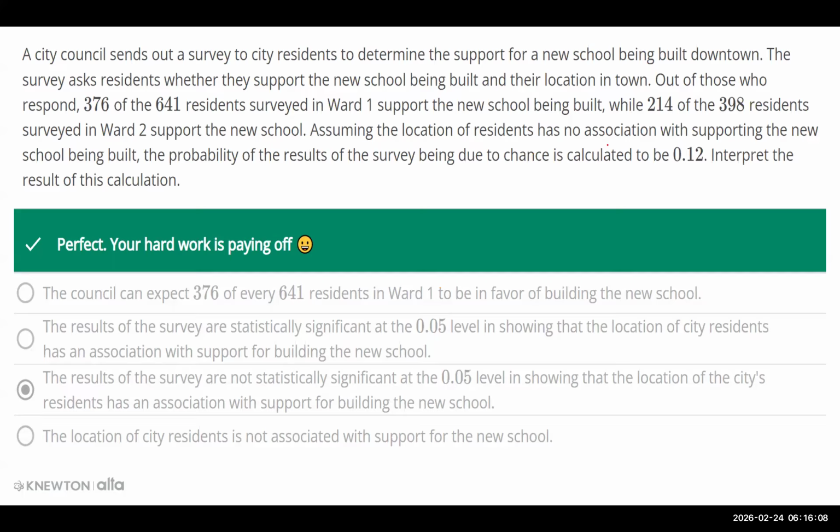Assuming the location of residence has no association with supporting the new school being built, the probability of the results, this is where the key is. The probability of the results of the survey being due to chance is calculated to be 0.12. Okay, so they're giving you a lot of data here, and for this particular example, those values are not helpful.